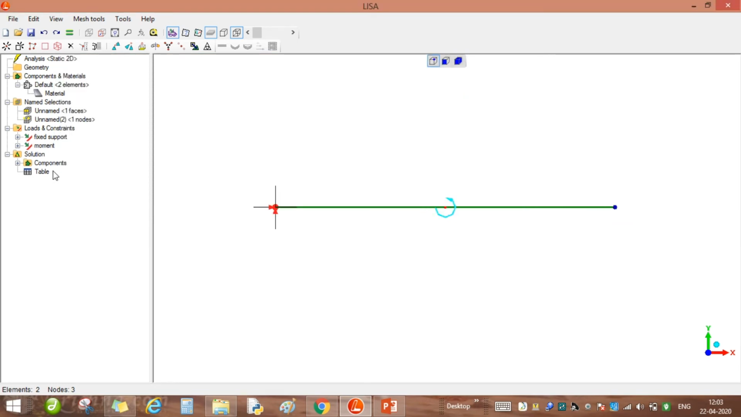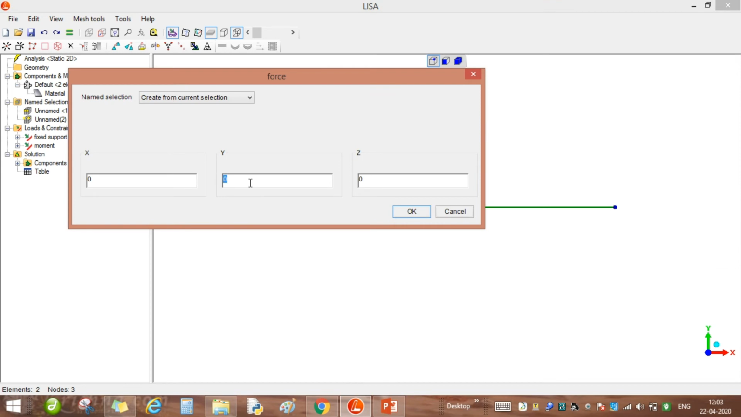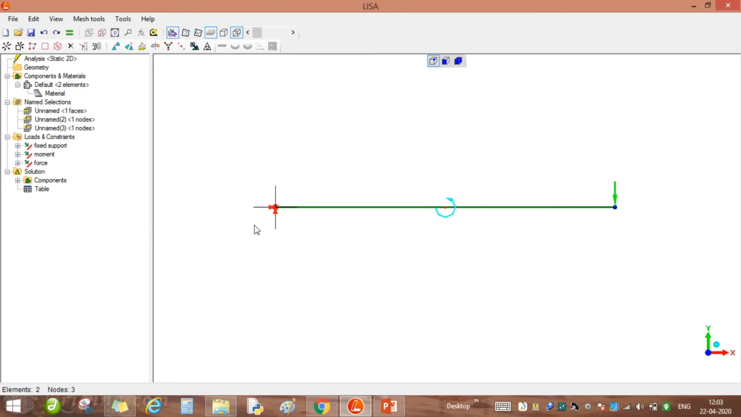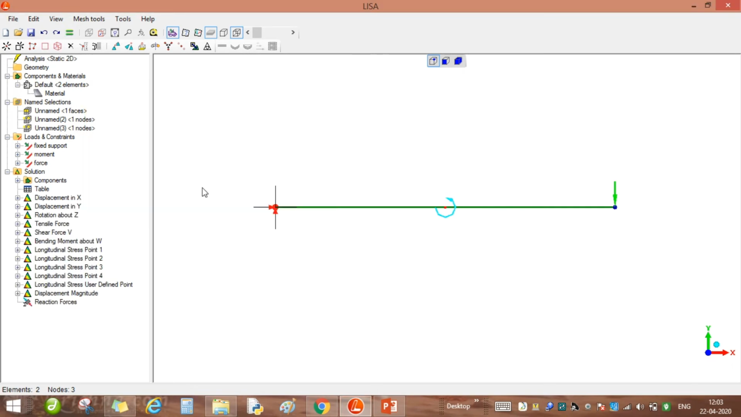Here I have to apply load, so I can directly go from this. After right clicking, it is along the minus y-axis 600 Newton. So this is all about the complete modeling with boundary conditions. So now I can click on equal to solve this, remove this.